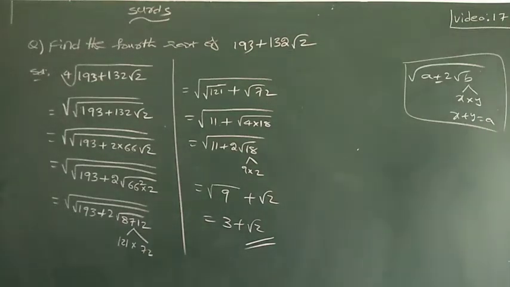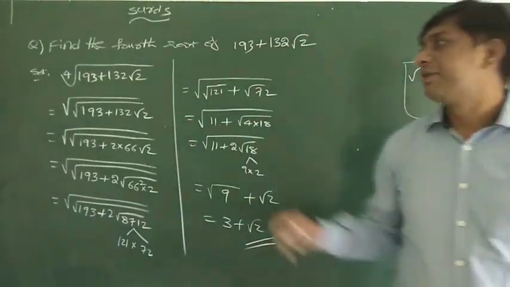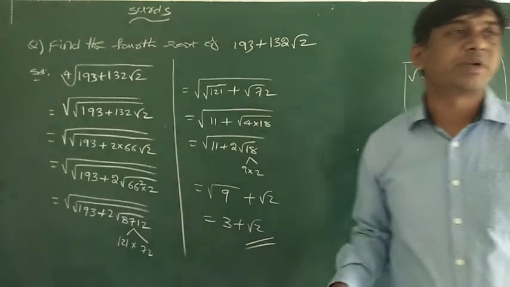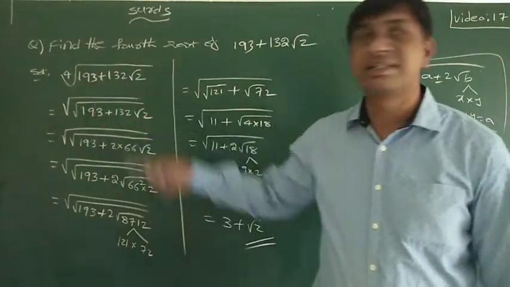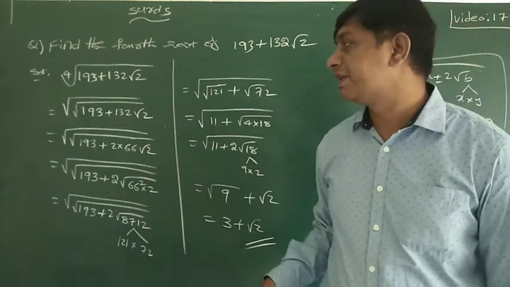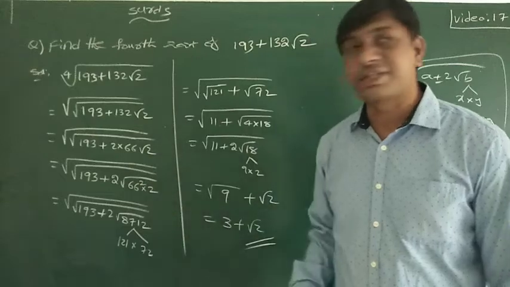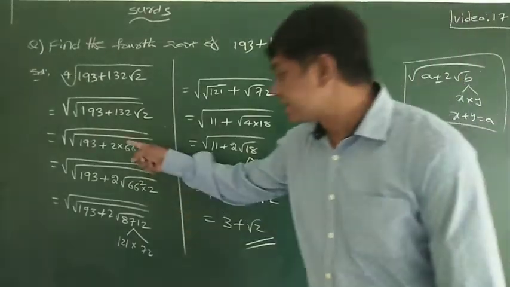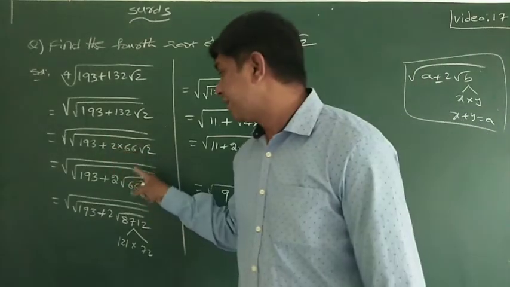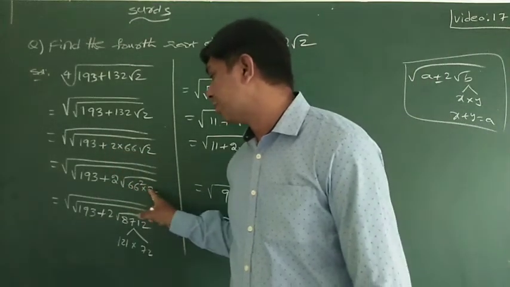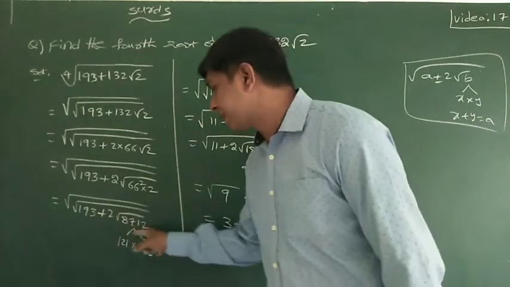Okay, find the fourth root of 193 plus 132 root 2. Now I am simplifying: the fourth root can be written as the square root of the square root of 193 plus 132 into root 2. Now 132 I wrote as 2 into 66. 66 into root 2, 66 take inside as 66 squared. So 193 plus 2 into root of 66 squared into 2. This total product is 8712. Once again check this one, sir.